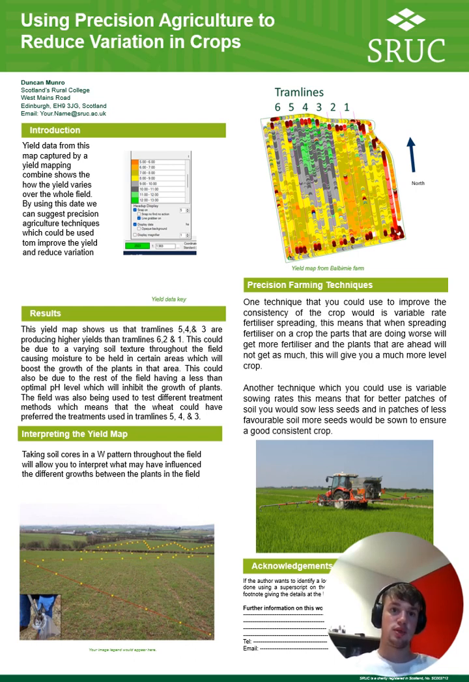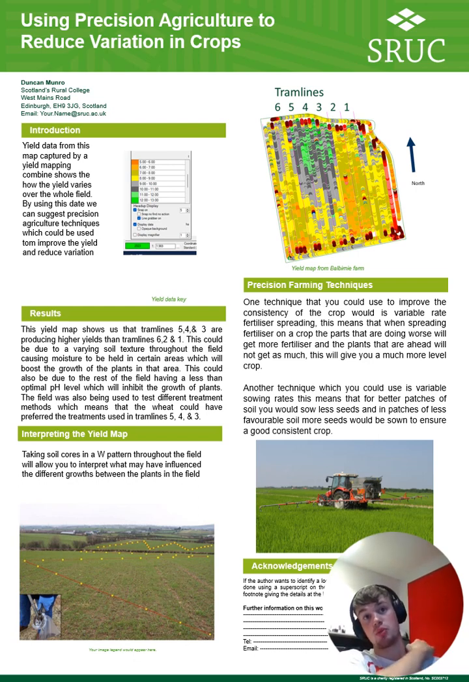So I've said to further interpret the yield map, you could take soil cores in a W pattern throughout the field, and this will allow you to interpret what may have influenced the different growths between the plants, as you can look at the soil quality throughout the field.